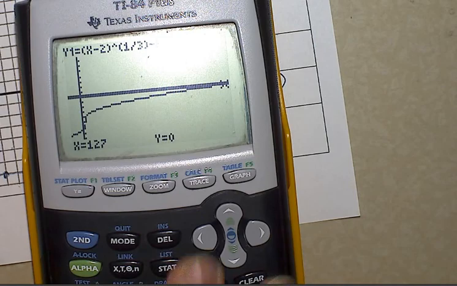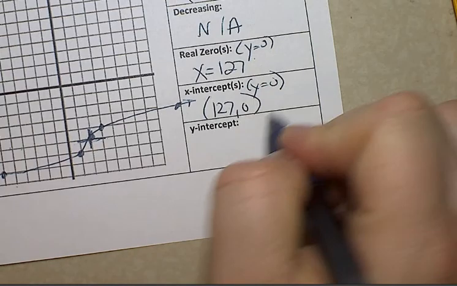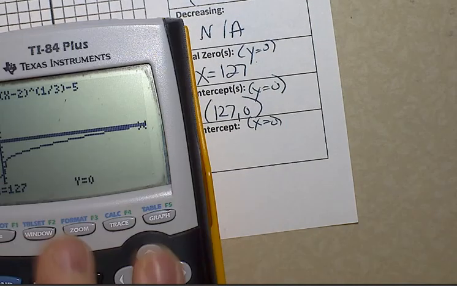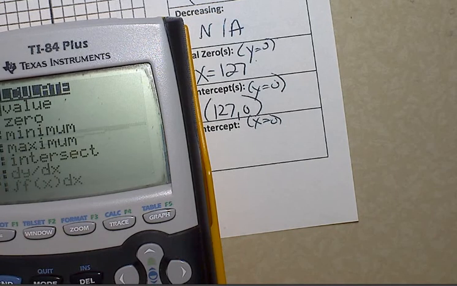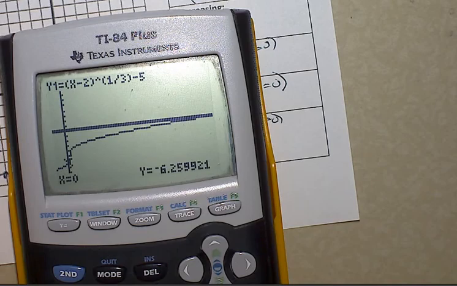Okay, because we have y equals 0. Now when you want to find an x, or a y-intercept, x must be equal to 0. So do second, trace, value, plug in 0 for x, and we're going to round to the nearest hundredth: negative 6.26, approximately.